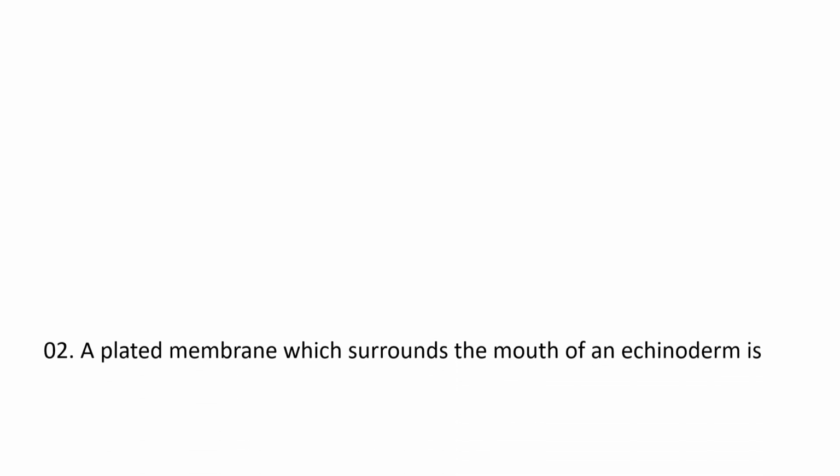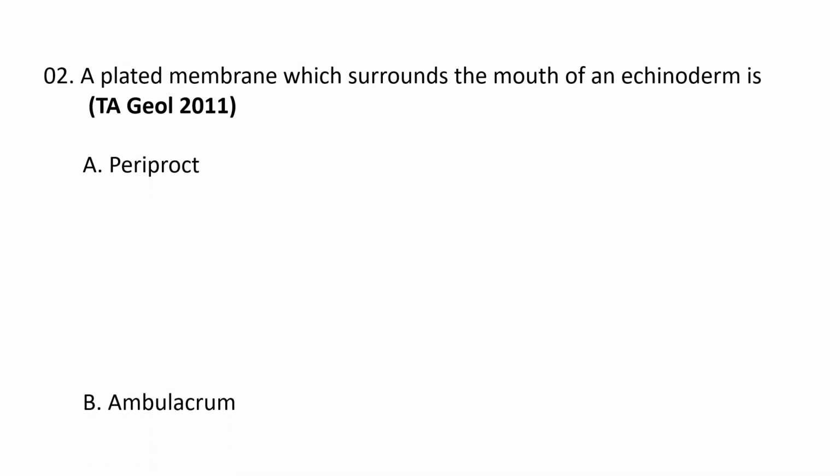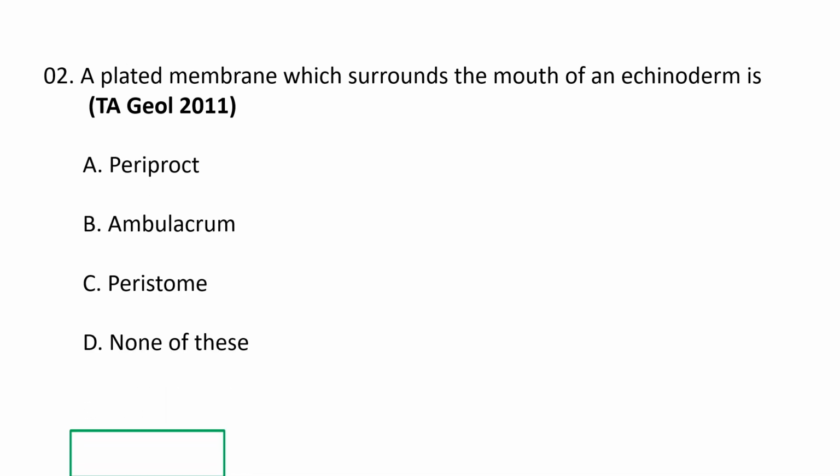Next question. A plated membrane which surrounds the mouth of an echinoderm is, the choices are A. Periproct, B. Ambulacrum, C. Peristome and D. None of these. So the correct answer is C. Peristome. In echinoids, the area of the test which carries the mouth and the surrounding peristomial membrane is commonly plated. So C. Peristome is the correct option.